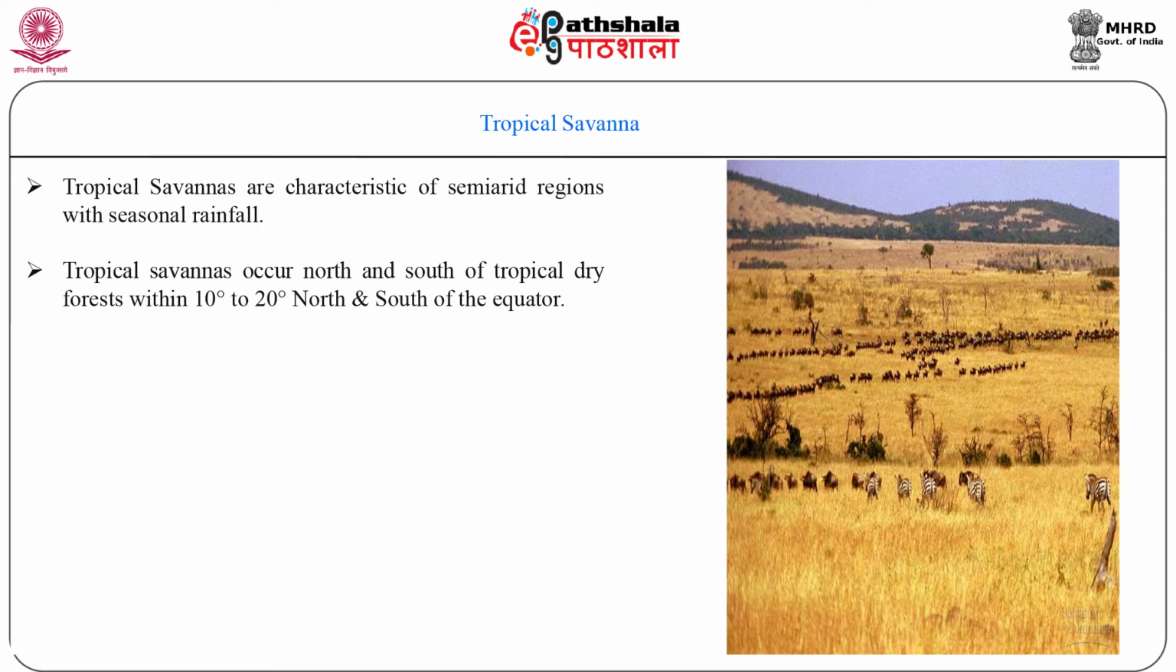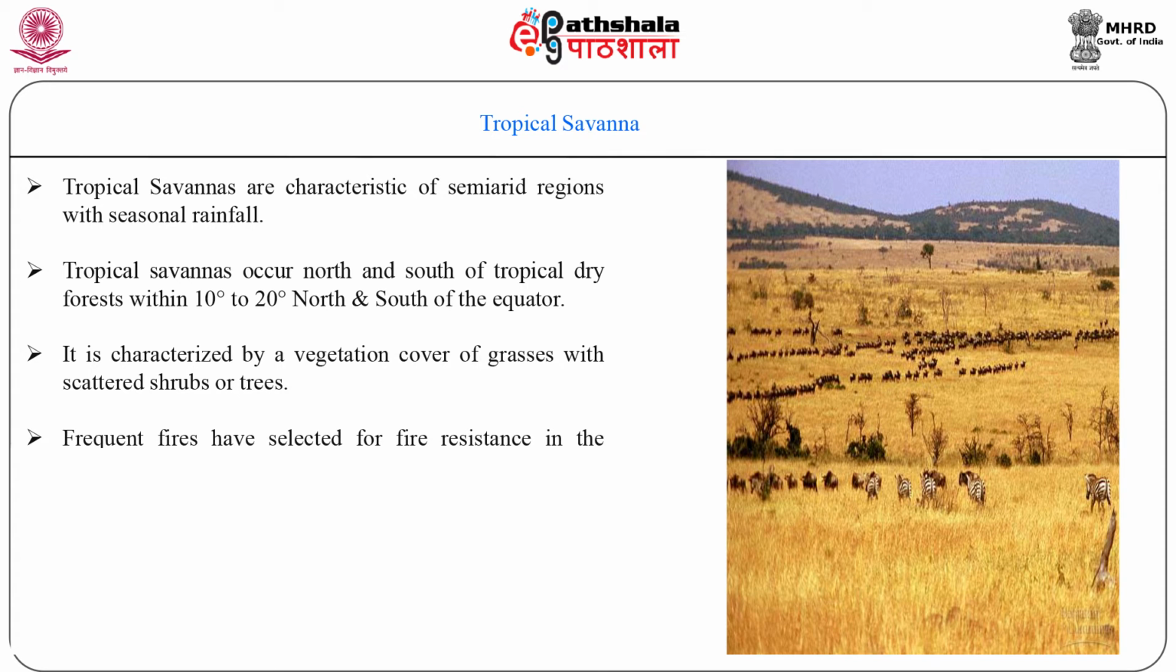Fire helps maintain the tropical savanna as a landscape of grasslands and scattered trees. The vegetation is characterized by a cover of grasses with scattered shrubs or trees. Such vegetation is characteristic of regions with alternating wet and dry seasons. Frequent fires have selected for fire resistance in the savanna flora.